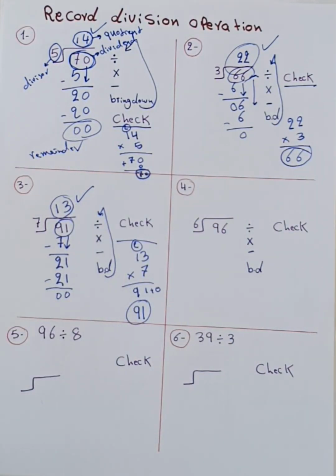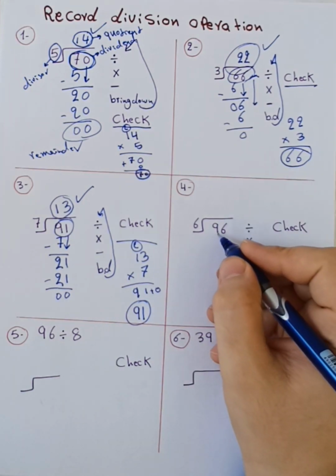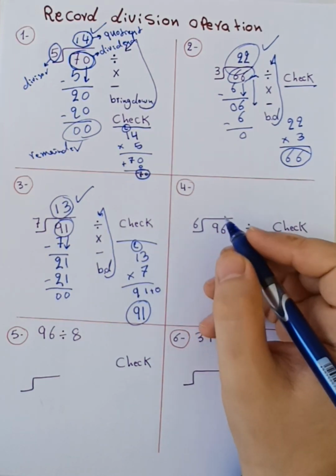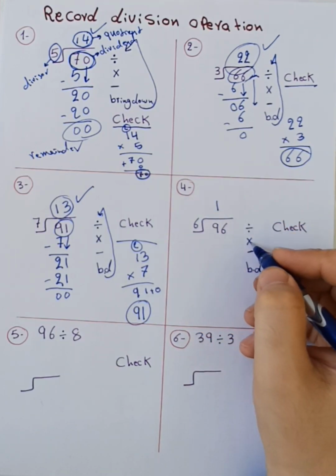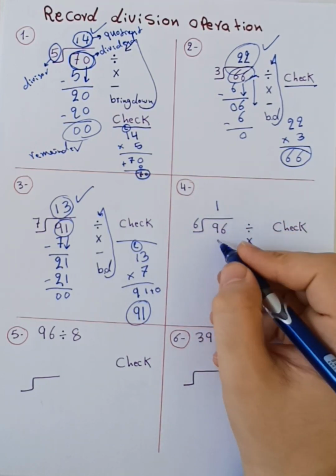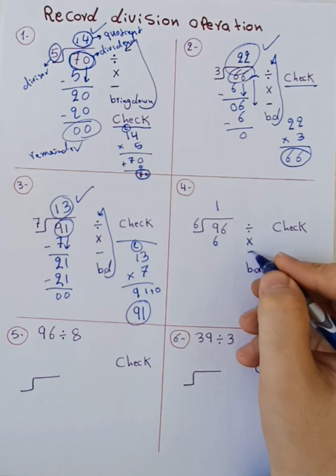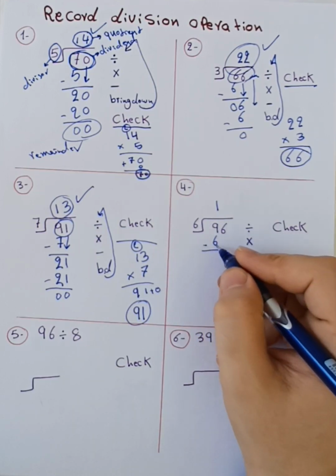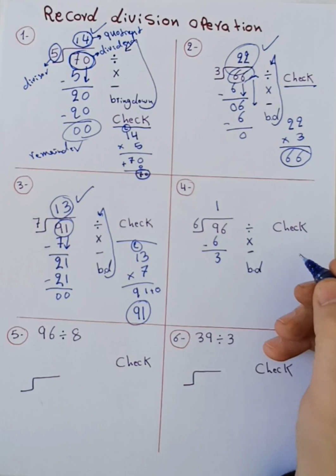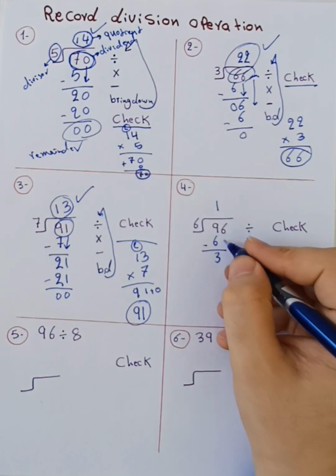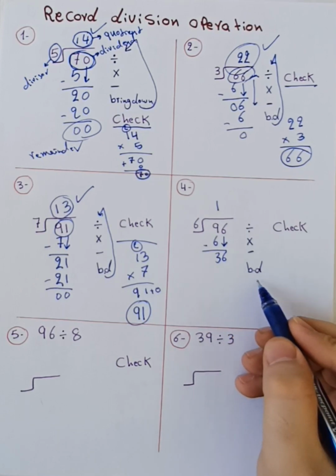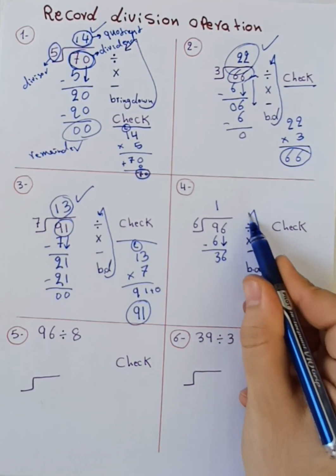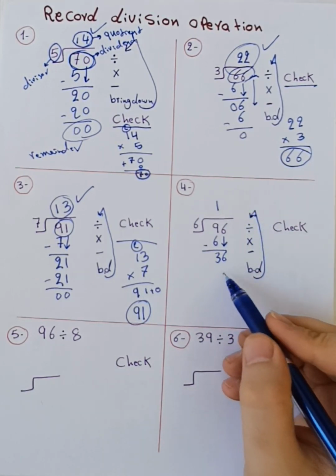Example number 4, we have 96 divided by 6. The first step is divide. 9 divided by 6 equal to 1. After divide, you have multiply. 1 times 6 equal to 6. After multiply, we have subtract. 9 minus 6 equal to 3. After subtract, we have bring down. You have to bring down 6. Now we have 36. After bring down, you have to go back to the first step, divide.